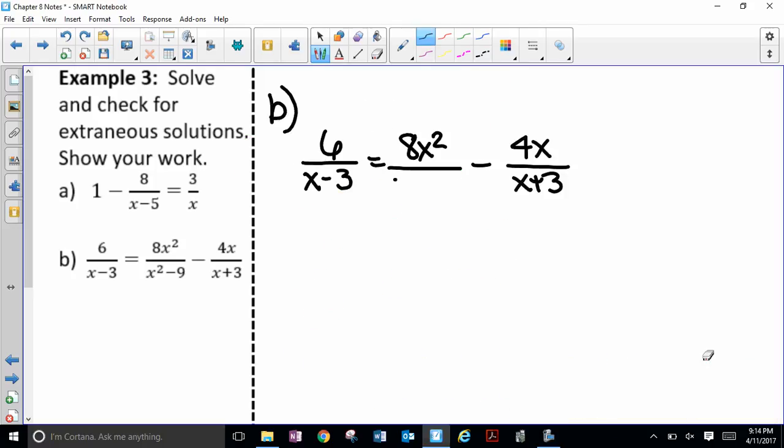Okay, so on the next one here, we've got 6 over x minus 3. We can factor this x squared minus 9. Remember, that's difference of squares, so x minus 3, x plus 3. You always want to factor before you try and do your LCD. And that's helpful because x minus 3 shows up in a couple of them, and x plus 3 shows up in a couple of the fractions, so we're going to use one of each.